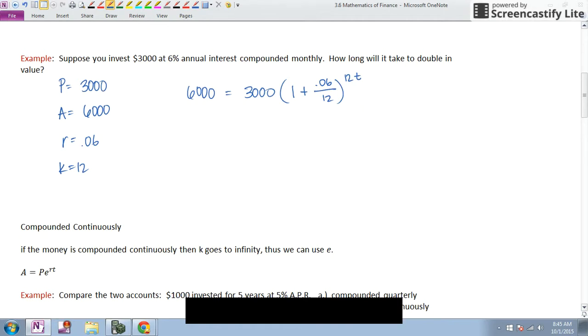All right, first things first, let's solve this problem. Divide by 3,000. When you divide by 3,000, 6,000 over 3,000 is 2. And that kind of makes sense because this is a doubling equation, and so I would want to know when it doubles. So it really didn't matter what the amounts were, because when you divided over, it would have been 2 no matter what.